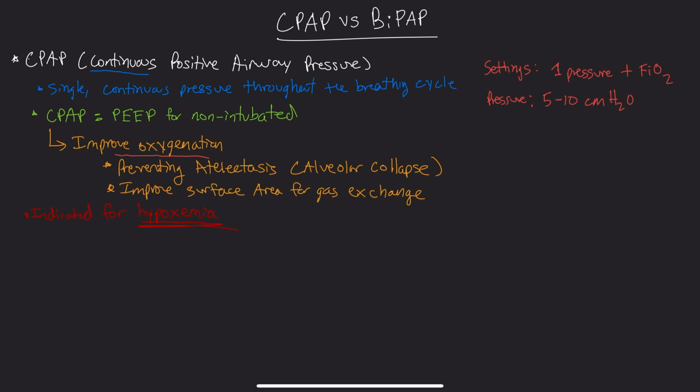Now let's move on to BiPAP, and we'll talk about some of the differences here. So BiPAP stands for Bilevel Positive Airway Pressure. With BiPAP, you're going to get two different pressures that are going to be delivered, one during inspiration and one during expiration. So we'll cover those here. It delivers two different pressure settings.